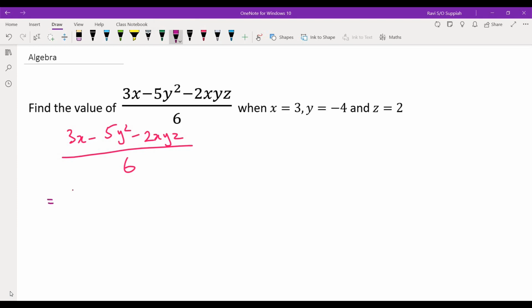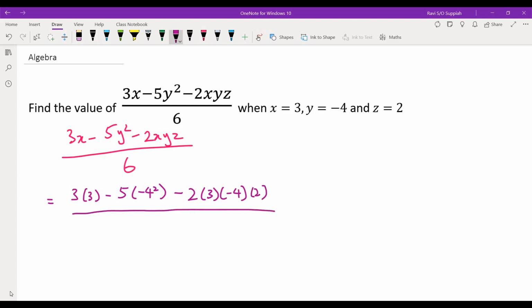So I have 3, where x is 3, minus 5, where y is minus 4, so minus 4 squared, minus 2 and x, y, z. So x is 3, y is minus 4, and z is 2. The whole thing divided by 6.